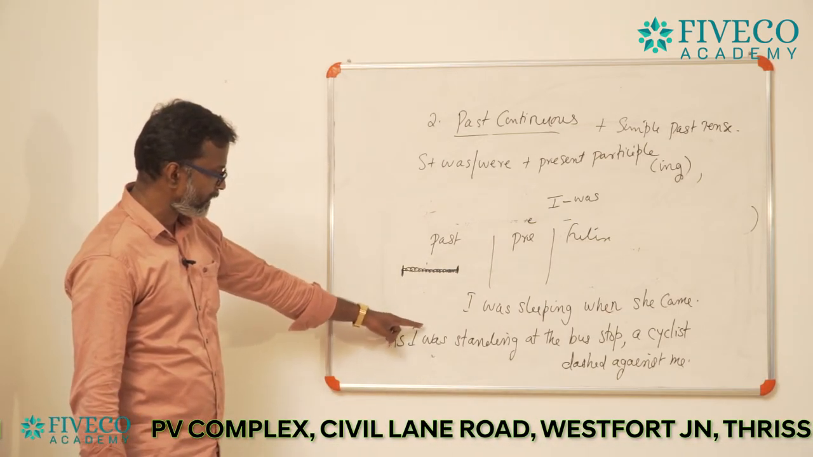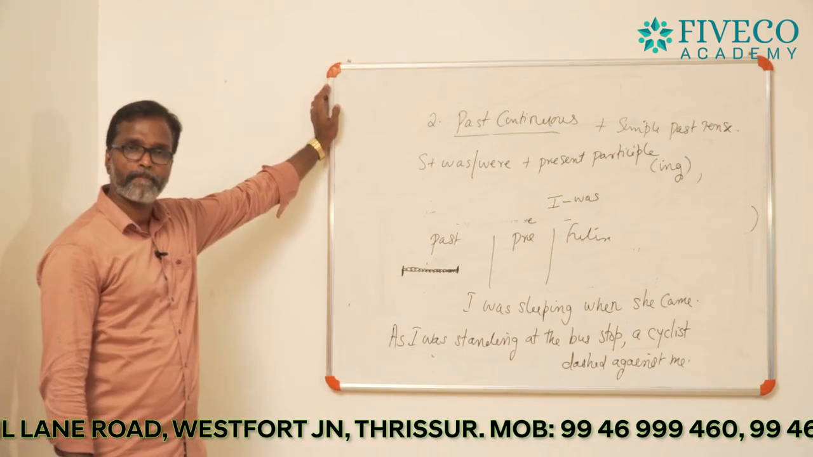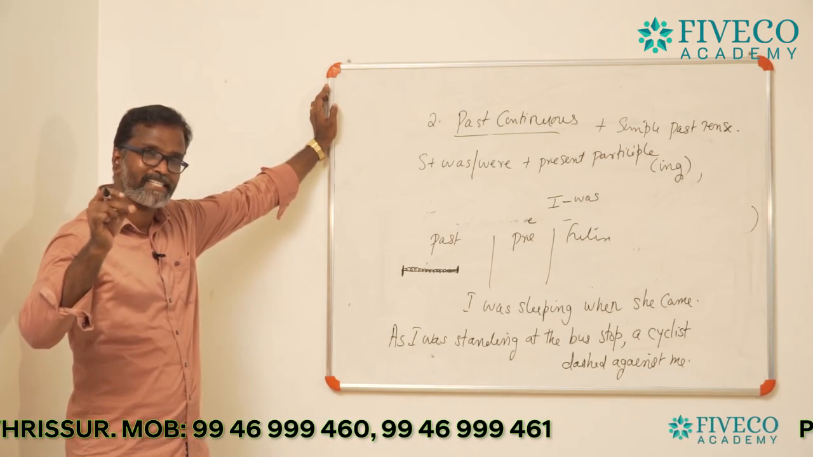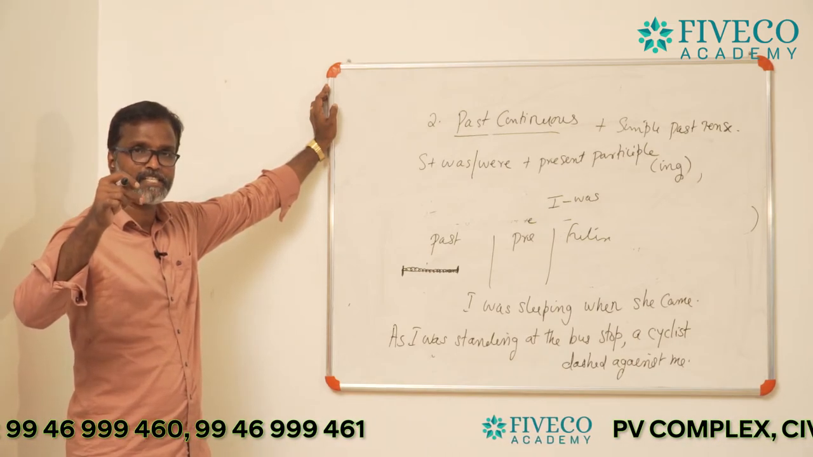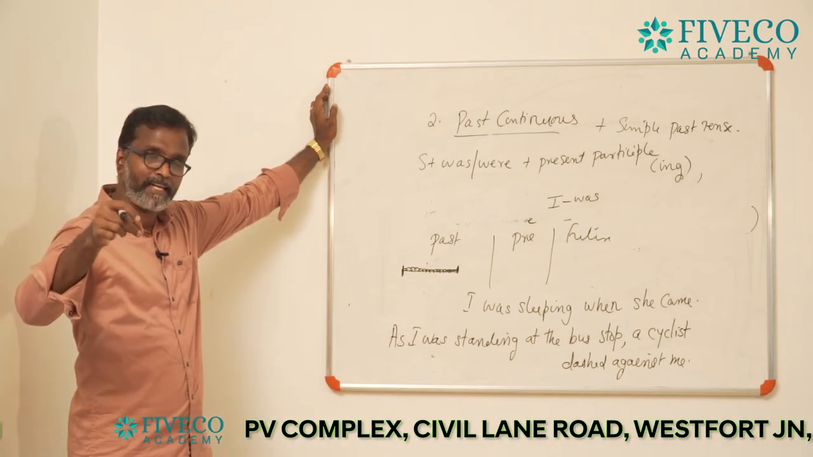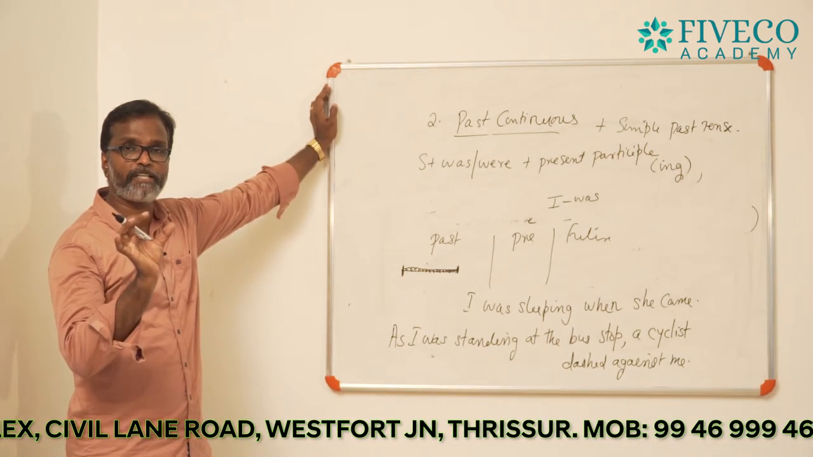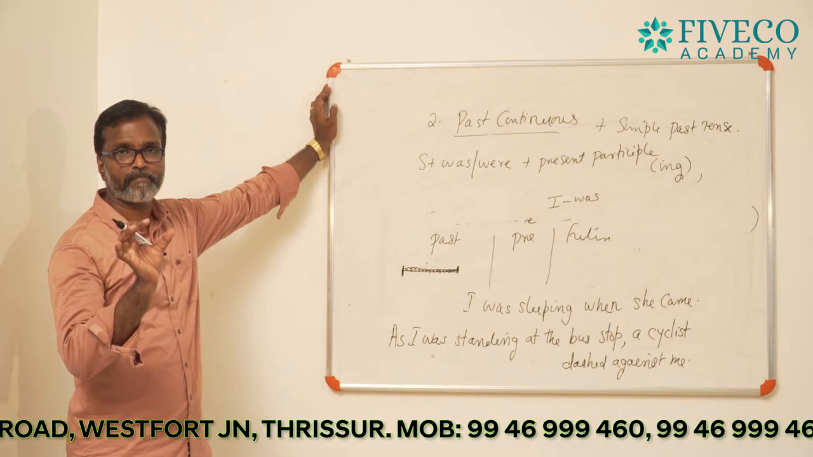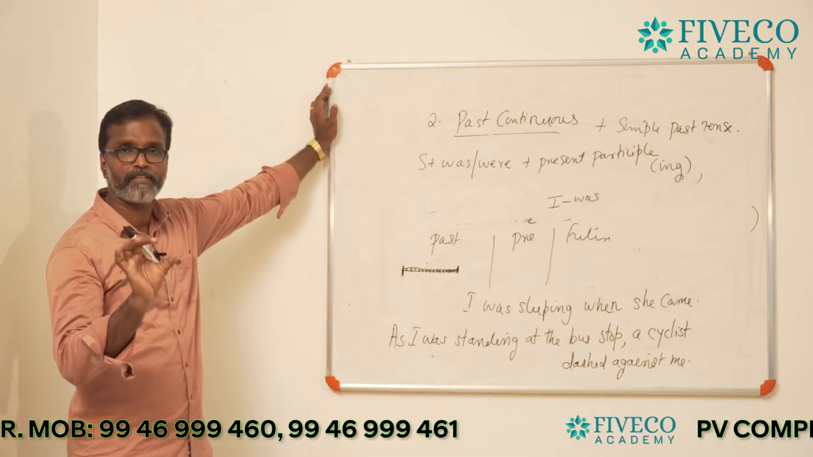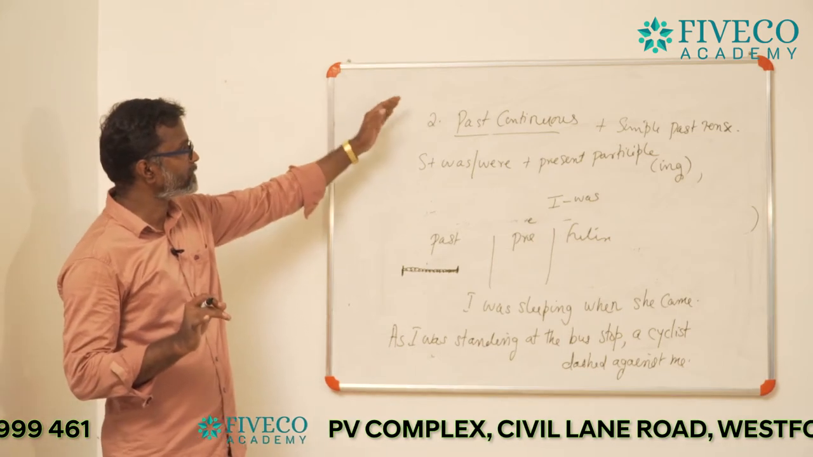As I was standing at the bus stop, that sentence is written in past continuous. A past progressive action, an action which continued from a point of the past and ended in another point of the past. I mean, which sustained a particular period of time in the past. And its starting point and ending point are neither significant nor known to us. Okay, that is past continuous.